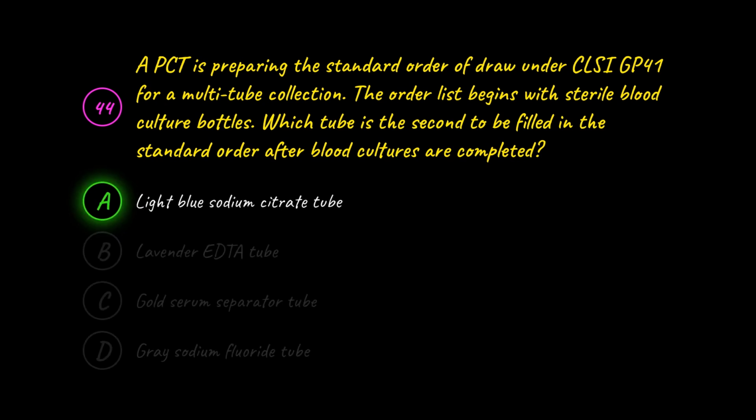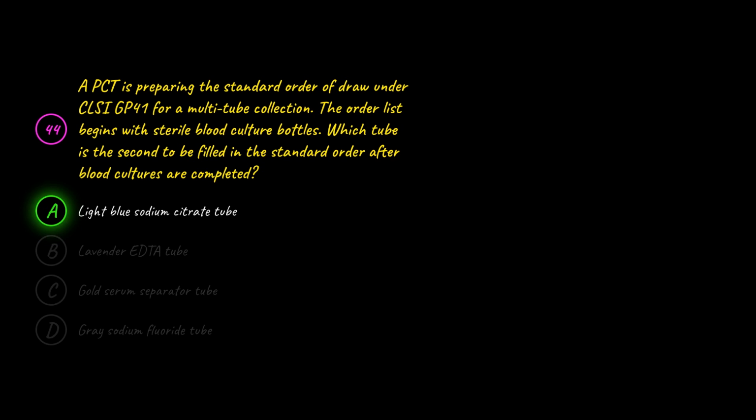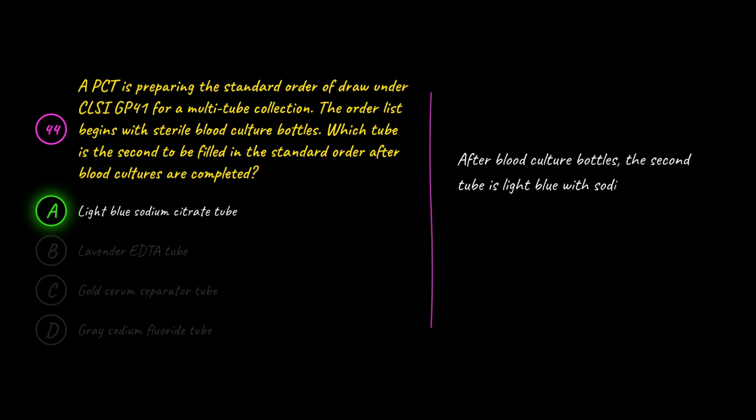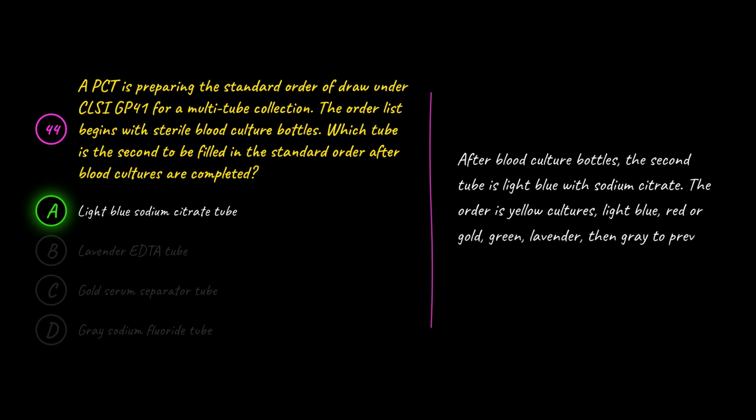The correct answer is A. Light blue sodium citrate tube. A is correct because after blood culture bottles, the second tube is light blue with sodium citrate. The order is yellow cultures, light blue, red or gold, green, lavender, then grey to prevent additive carryover between tubes.